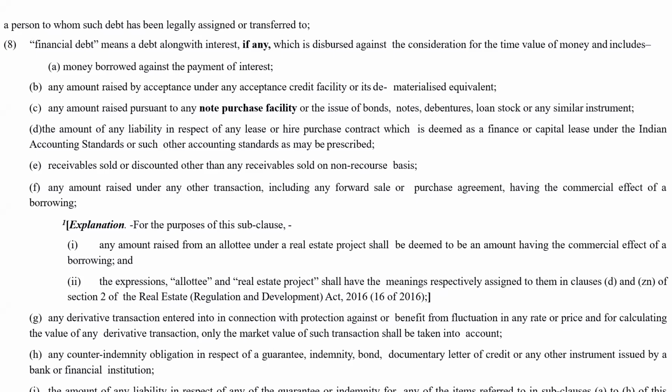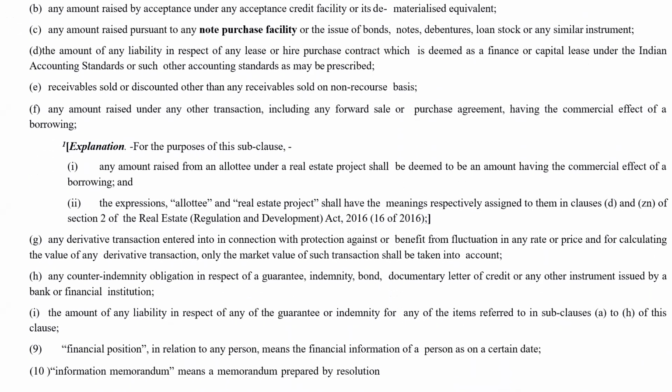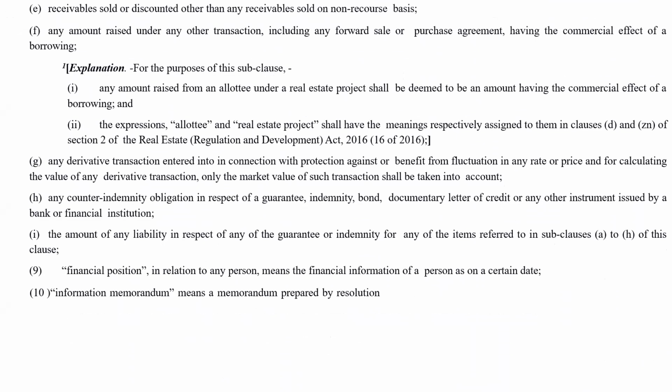Home buyers, financial debt. Any derivative transaction to cover against fluctuation, financial debt. Any counter indemnity given, financial debt. So all these definitions are of financial debt, which are given in section 5, subsection 8.